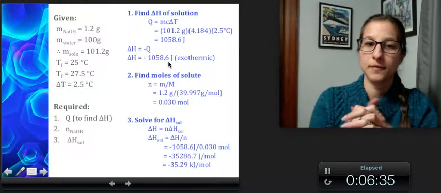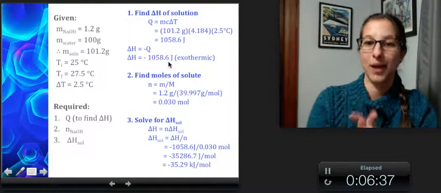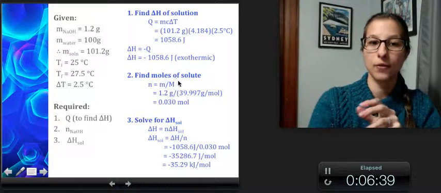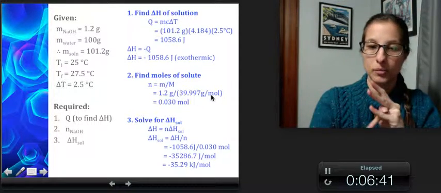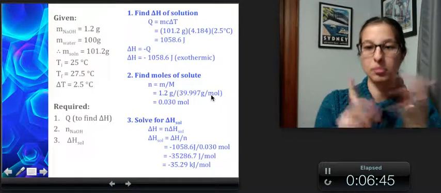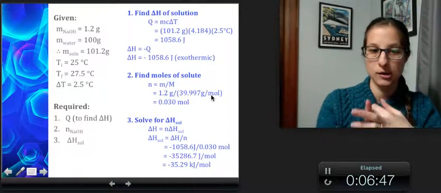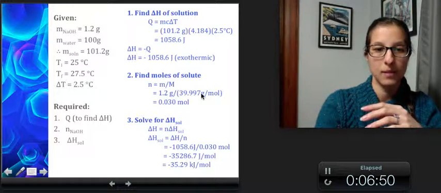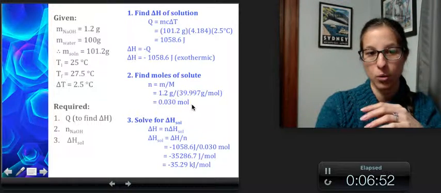Okay, so then we have to find our moles using our molar mass of sodium hydroxide. I've already added them together, but it would be the molar mass of sodium plus the molar mass of oxygen plus the molar mass of hydrogen all put together. And then we have mass divided by molar mass gives us our number of moles.